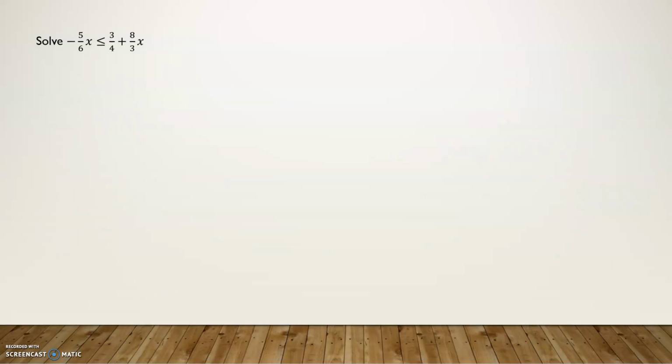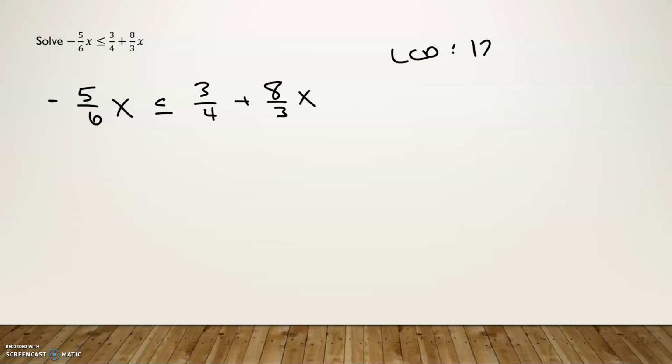Okay, now let's look at more fractions. Negative 5 over 6 x less than or equal to 3 over 4 plus 8 over 3 x. Now, if I want to get rid of all these fractions, I could multiply by the LCD. I can get 6, 4, and 3 each to 12. So I'm going to multiply each term by 12.